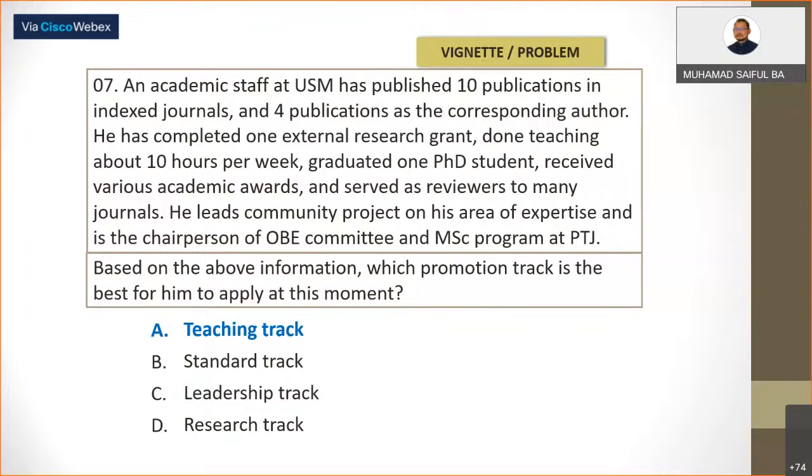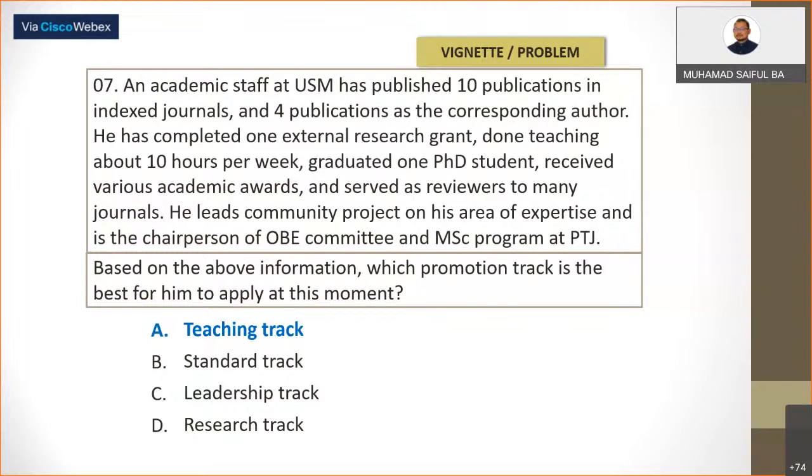The other one is about 4 publications as corresponding author. For the research track and standard track, more than 4 publications as corresponding author are required. I think the system is 5. Yes. So if you know that criteria, definitely it's not going for the standard track or research track because the bar is higher, and you are left with the teaching track or leadership track.